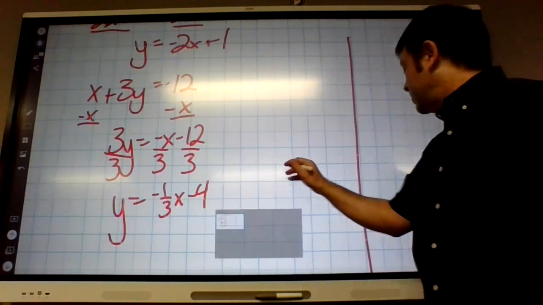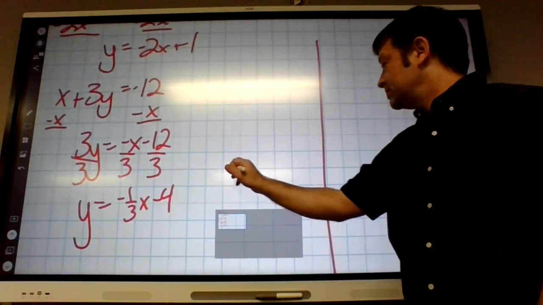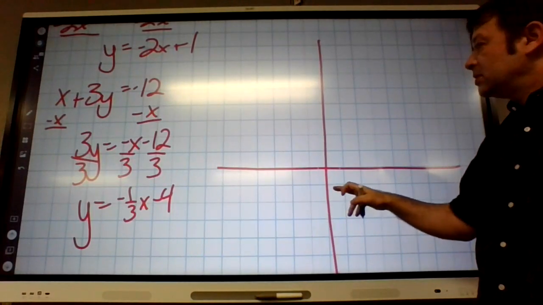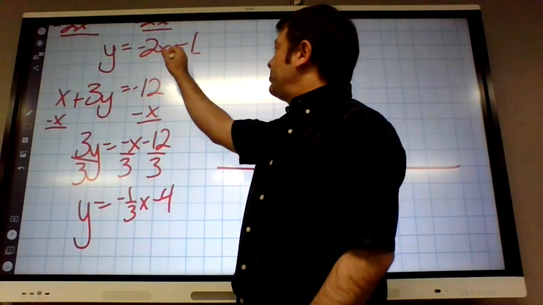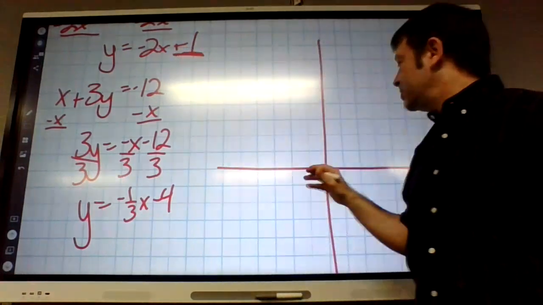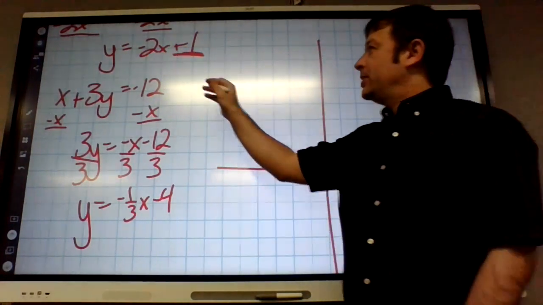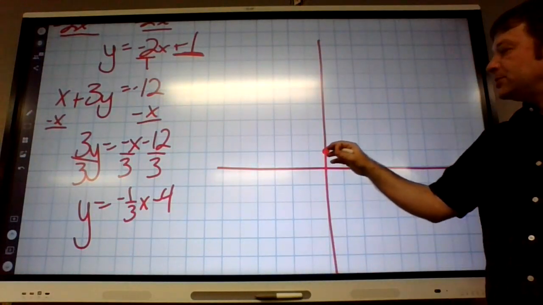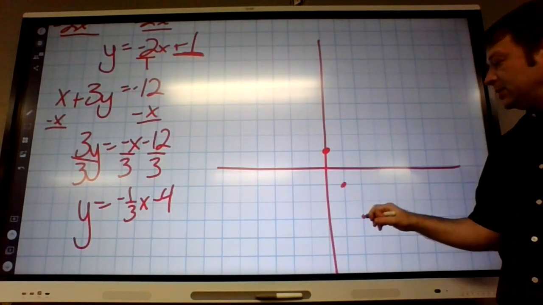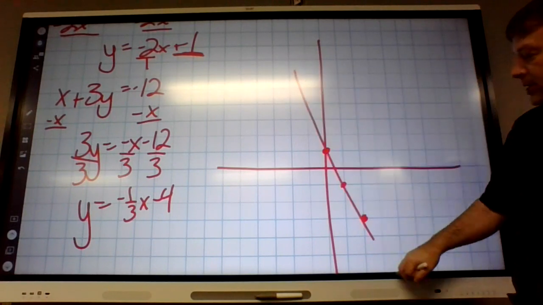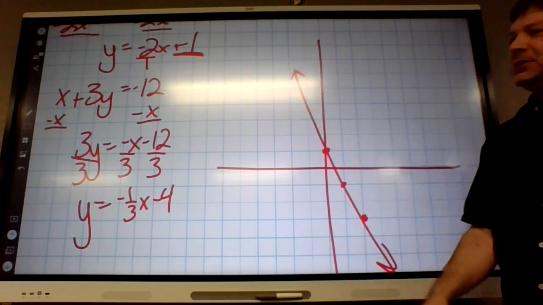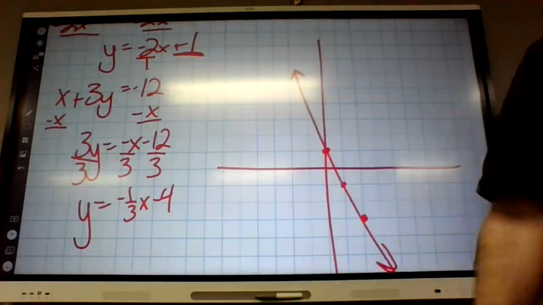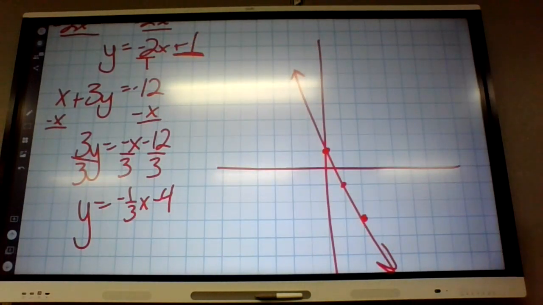So go to the graph. This top equation, we're going to start up 1 since it says plus 1. And where are we going to go? Down 2, right 1. Slope is negative 2 over 1. And draw a solid line. You guys remember we also did inequalities at the end of the chapter. That's like 47 through 50, the last questions. That's when we did the shading.